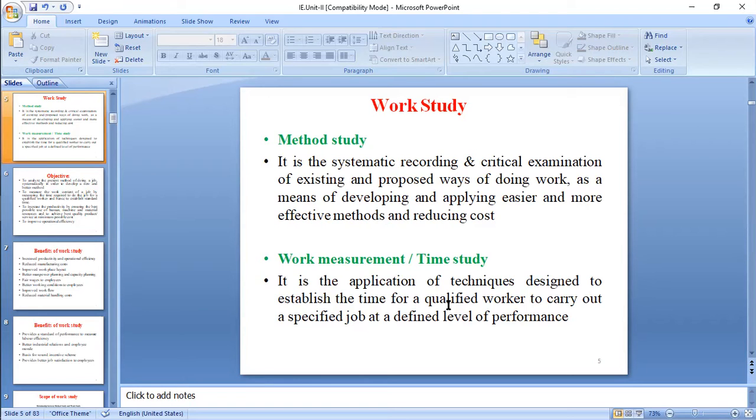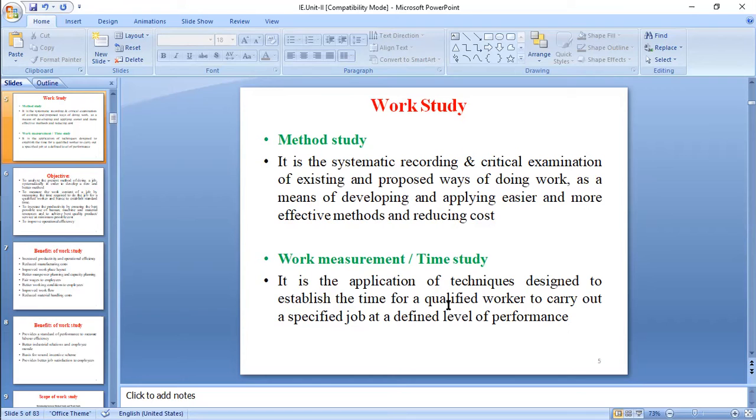Now, the second part is work measurement, or time study. Work measurement is an application of techniques designed to establish the time for a qualified worker to carry out a specified job at a defined level of performance. Here we need to measure the amount of time required for a qualified worker to carry out the specified job at a defined level of performance. So we set a standard time for the given specified job.